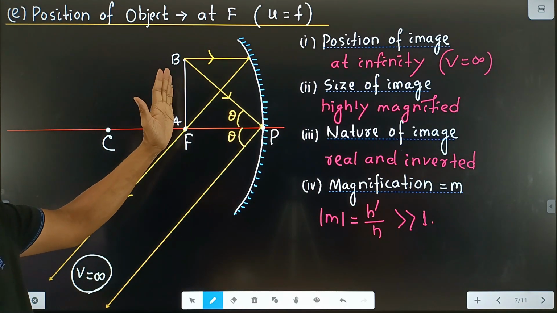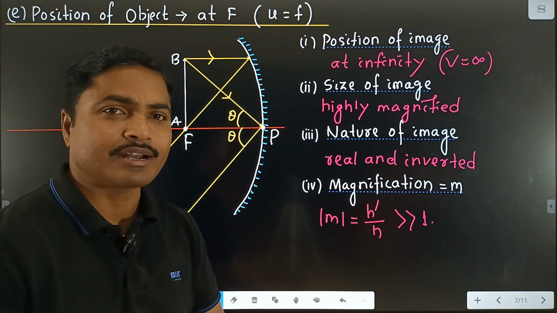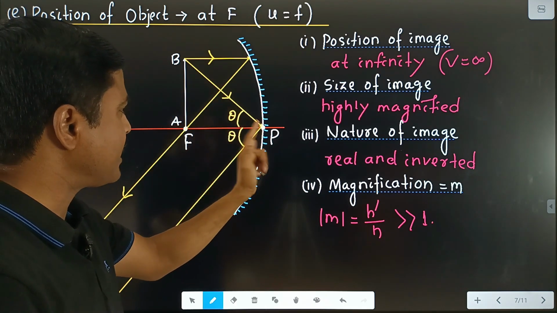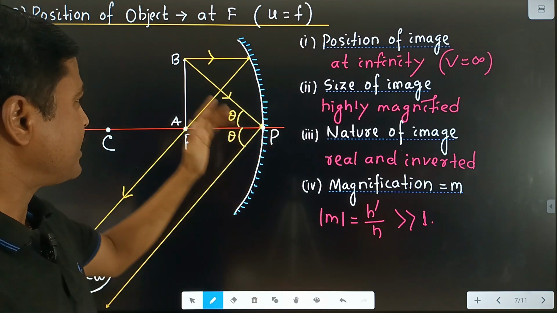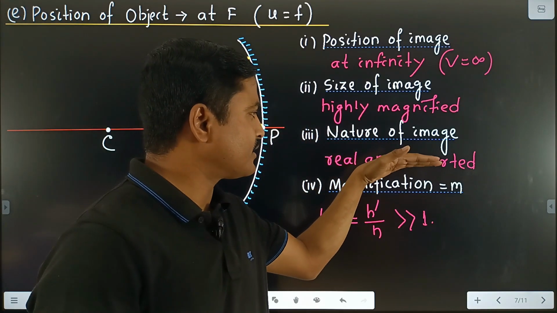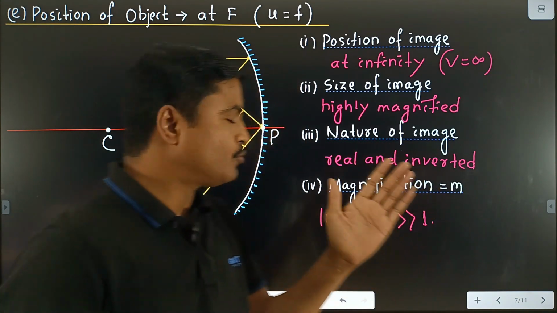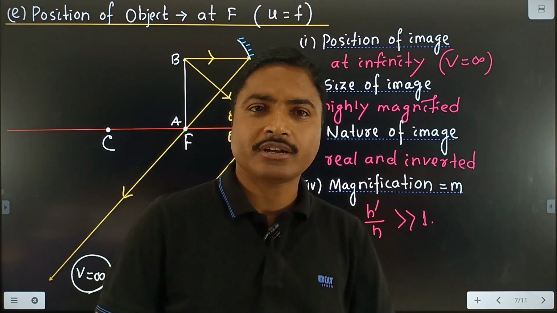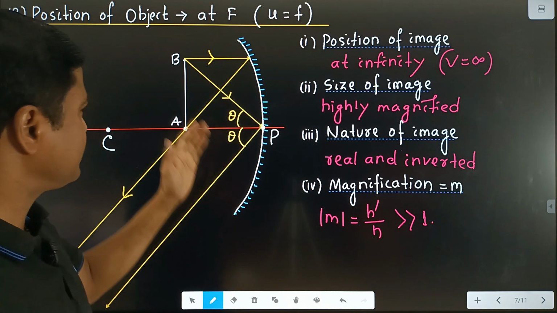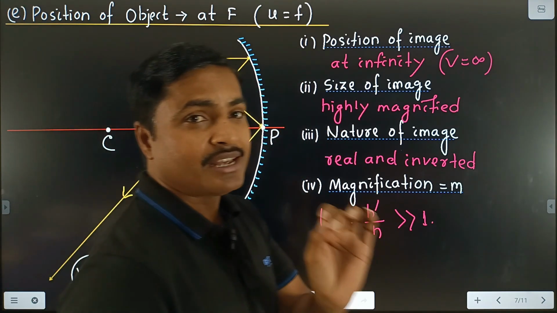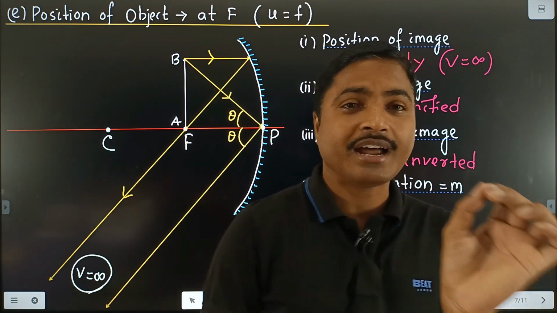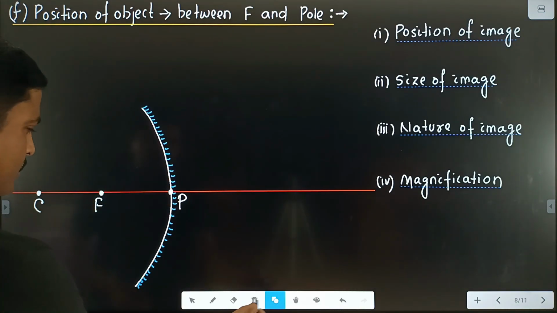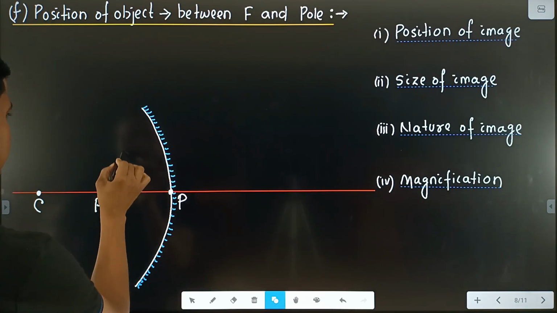Next, again, if we move the object towards the concave mirror, then what happens? The new position of the object is in between focus and pole. Up to focus, from infinity to focus, we always get one type of image, that is real and inverted. But when the object is situated in between focus and pole, the image is not real and inverted. Image is virtual and erect. How? Object is situated in between the focus and the pole, and this is the position.